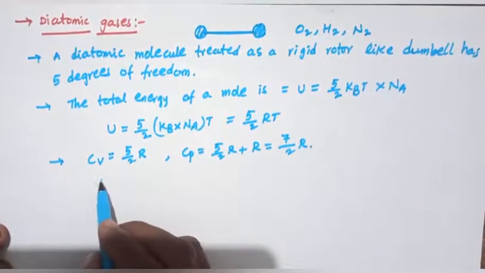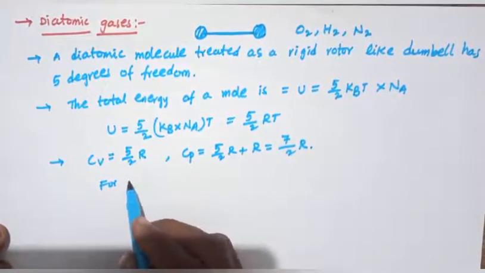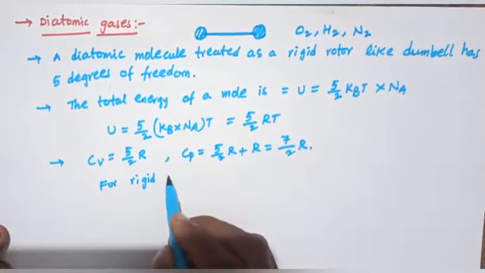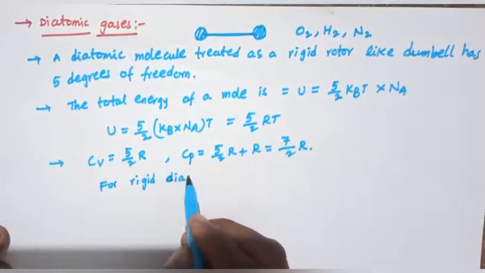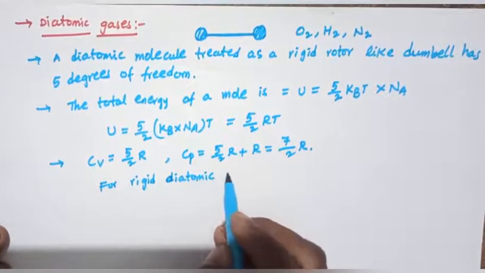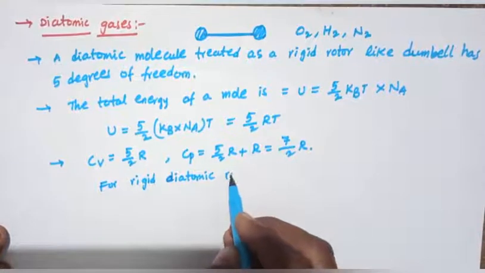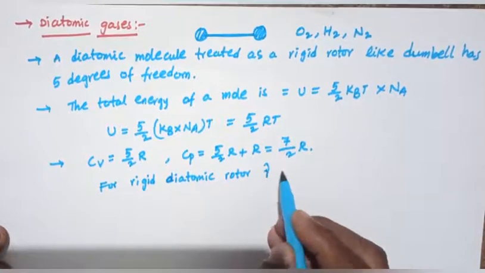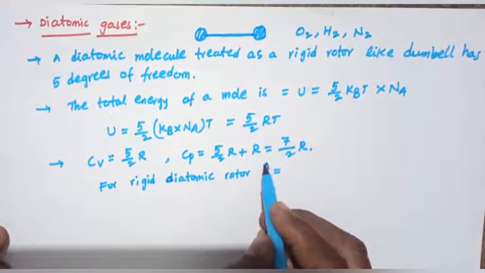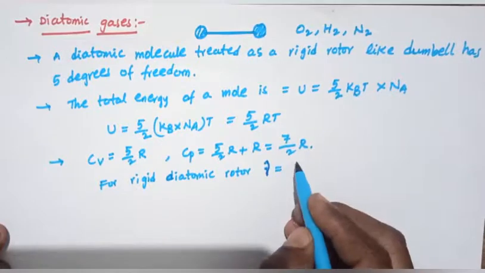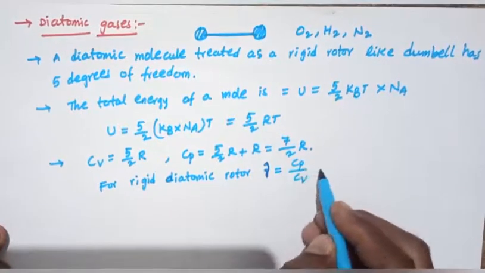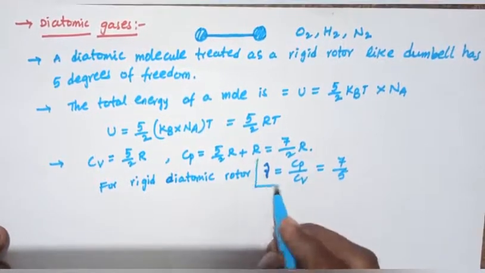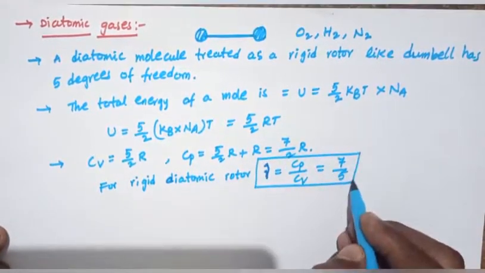So for a rigid diatomic rotor, gamma, the ratio of specific heats, equals Cp by Cv, that equals 7 by 5. The gamma value is 7 by 5.